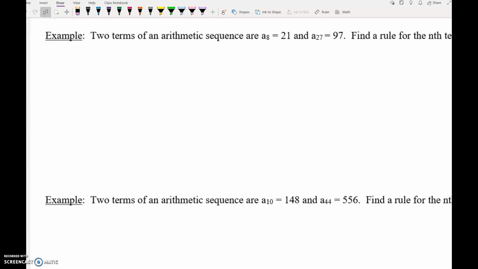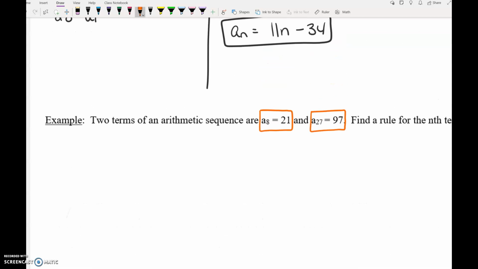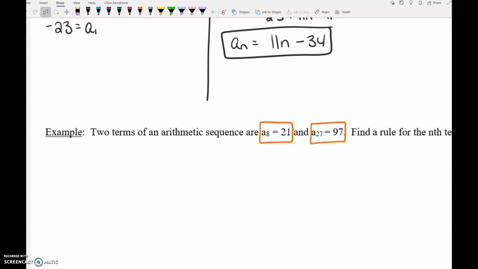This is honestly my favorite thing in math because it requires you to do some problem solving. It's not your typical word problem solving, but to write the rule for the nth term, we need the first term, we need the common difference. So in this example, we don't have either of those. They tell us that we have the 8th term is 21, the 27th term is 97. They don't give us the first term, they don't give us the common difference. But have you noticed that these equations kind of look like slope-intercept form? y equals mx plus b.